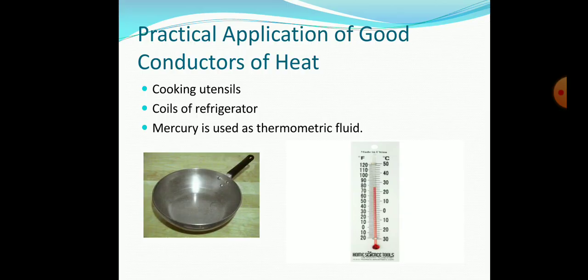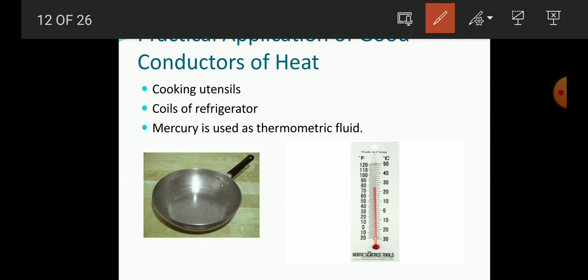Then we have applications where these good conductors are used. Good conductors means those which transfer heat. So good conductors are what? These are the things which easily transfer heat. First we have cooking utensils and the coil of a refrigerator.